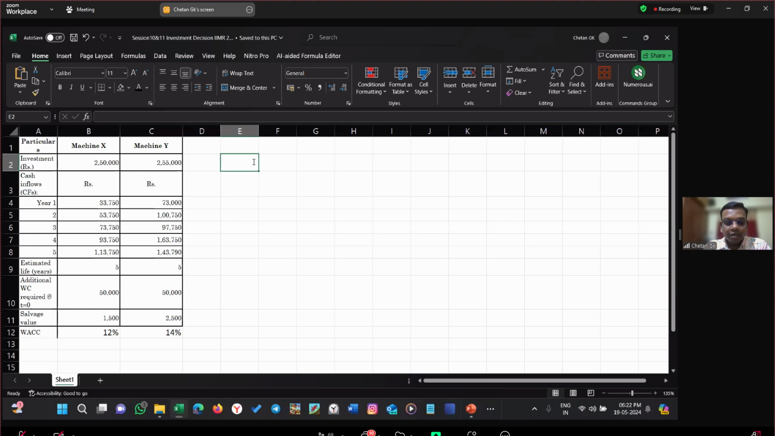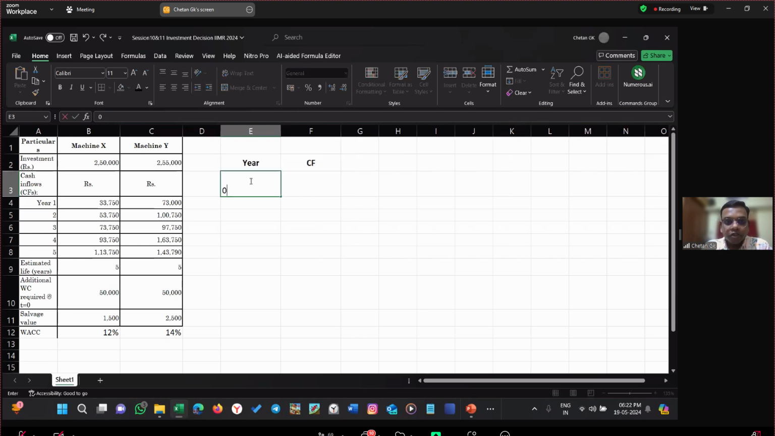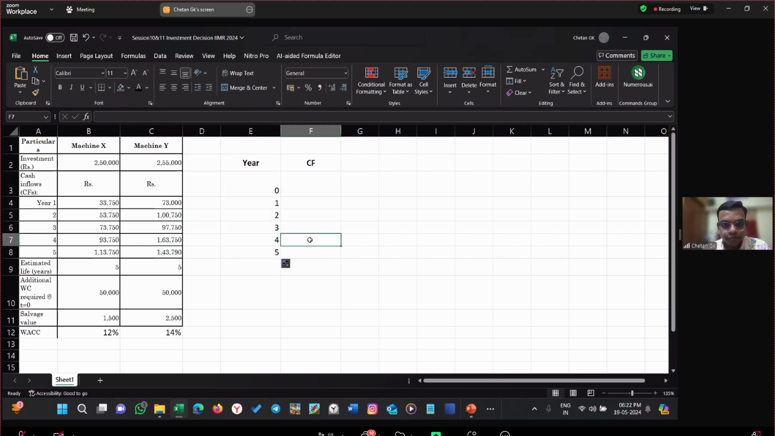Okay, so what I do is I'll write here year and the cash flows. Do along with me. So I'll start from 0, 1 and so on. And the project is for 5 years. So cash flows are readily given to us. Cash flows after taxes. Okay, so how much is at year 0?